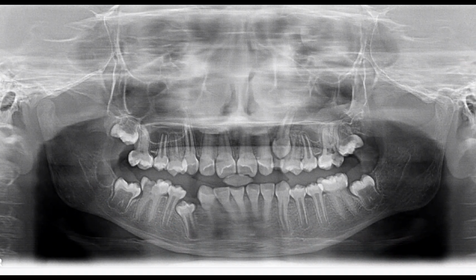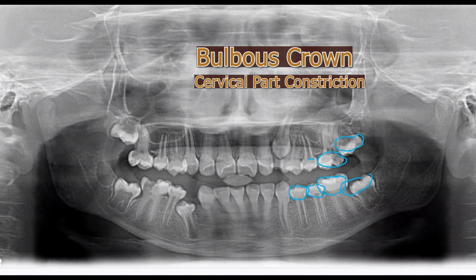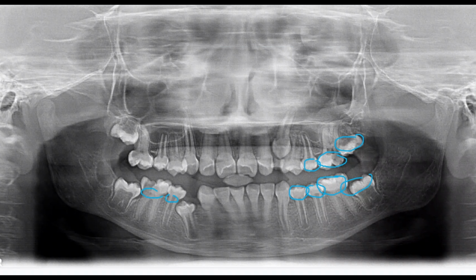Then coming to the tooth portion of this OPG, all the teeth, especially the premolars and molars, have these bulbous crowns. Bulbous crowns means they have a bigger crown with constriction of the cervical portion. They are narrow from the cervical region, and much broader at the middle and incisal third or occlusal third region of the tooth.